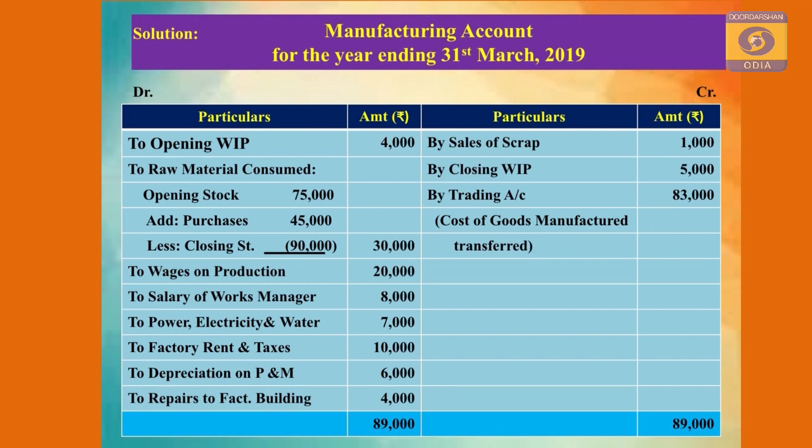Then we have depreciation on plant and machinery 6,000. Then we have repairs to factory building 4,000. Now let us come to the credit side. On the credit side we have sales of scrap, that is 1,000 rupees. The sale of scrap given to us is 1,000, that will be shown on the credit side. The next item we have is closing work in progress. Closing work in progress is 5,000 rupees given to us in the question.